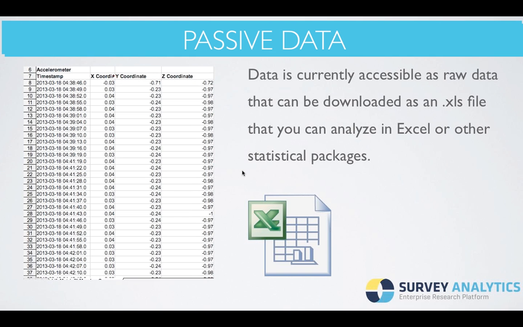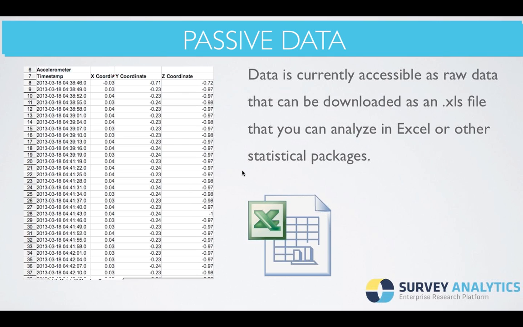Currently, we allow the download of the passive data in an XLS file format. That allows you to analyze in Excel or other statistical packages. The whole mass of data and the way you report it, because it isn't survey data, means that we're having to develop different ways of reporting and analyzing this data, which I'll talk on a bit later. But it is an interesting problem because we're really moving outside the boundaries we had with traditional survey research in collecting data that really researchers may not have seen before.